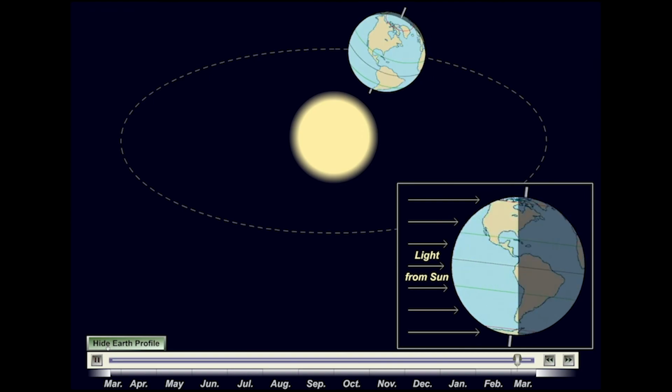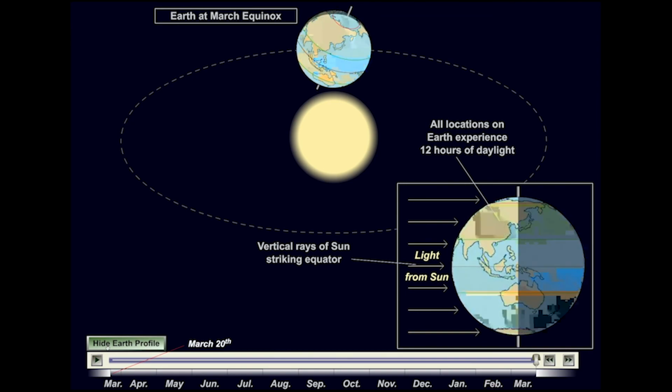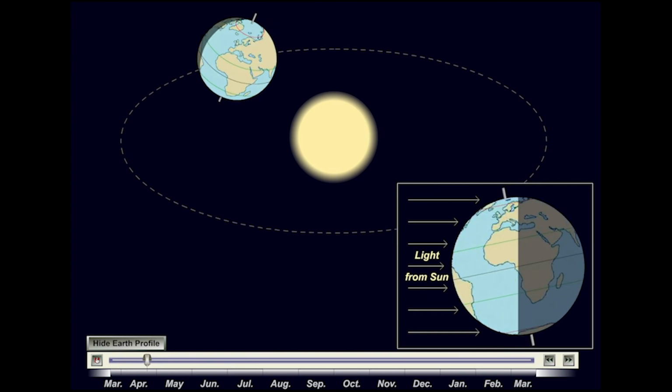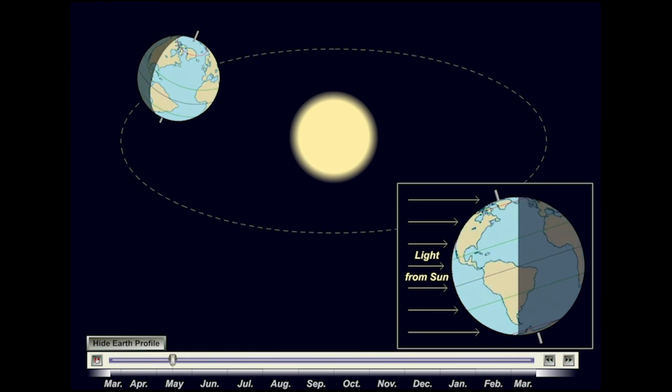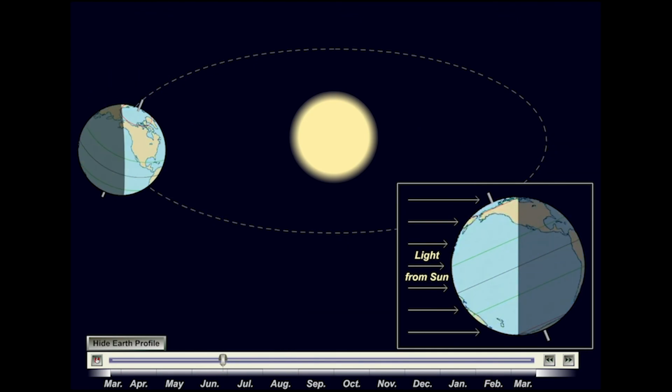And we'll just let that run with the Earth profile to give you a feel for how that orientation, that tilt of the Earth, influences the amount of light we receive at any given time as the Earth revolves around the sun.